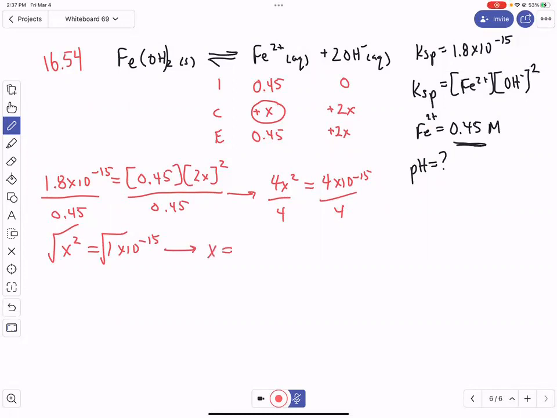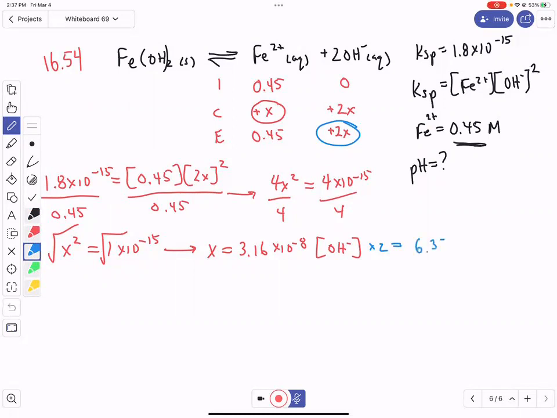And that's the challenge with some of these problems, it takes us a while to get to x that we kind of forget what x is. So we find that x is 3.16 times 10 to the minus 8. x is my hydroxide concentration. So now we want to find the pH of that. And the other trick is, hydroxide is 2x, so we're going to just have to double that. We multiply that by 2 to see that our hydroxide concentration is 6.32 times 10 to the minus 8 molar.